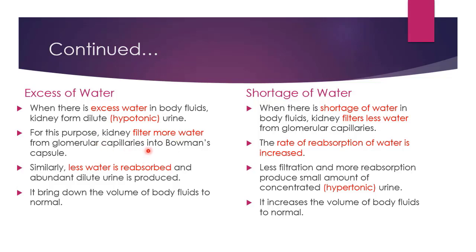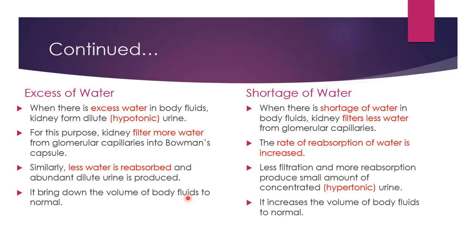At the time of filtration, kidney will allow more filtration of water so that we can get rid of extra water. Similarly, less water is reabsorbed and abundant dilute urine is produced at the time of selective reabsorption. And it brings down the volume of body fluids to normal.